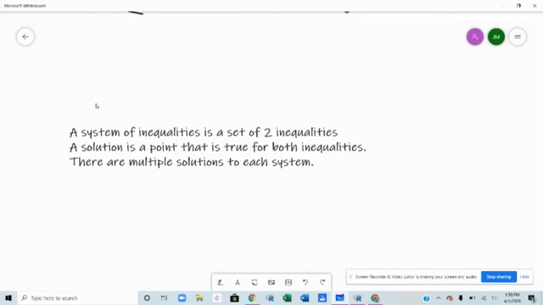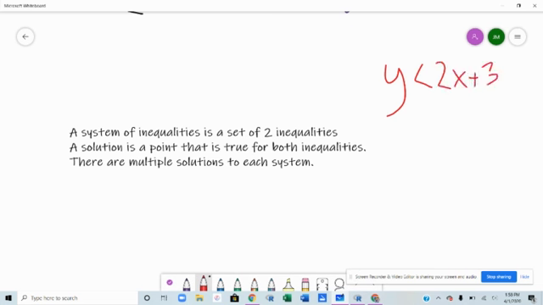So the first thing you need to know when we start talking about a system of inequalities, get this stuff written down. Pause the video if you need to copy it all down. A system of inequalities is just a set of 2 inequalities. So back in 6, 7, you had just one inequality, something like y is less than 2x plus 3. That's an inequality. But now you're going to have a system, which means we have a set of 2. So I might also have y is greater than or equal to 5x minus 1. This is now a system because there's 2 of them.